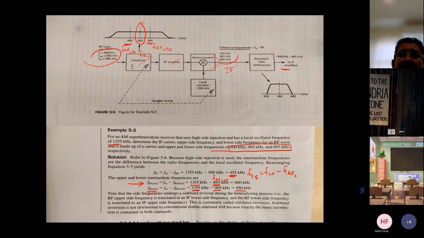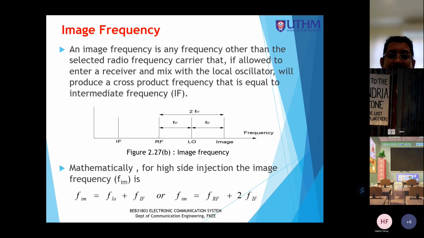So inilah keluaran daripada mixer converter. Okay, masuk ke dalam bandpass filter barulah kita boleh cantikkan frekuensi tersebut, dia punya cut off frequencies. So ini daripada buku Wayne Tomasi.